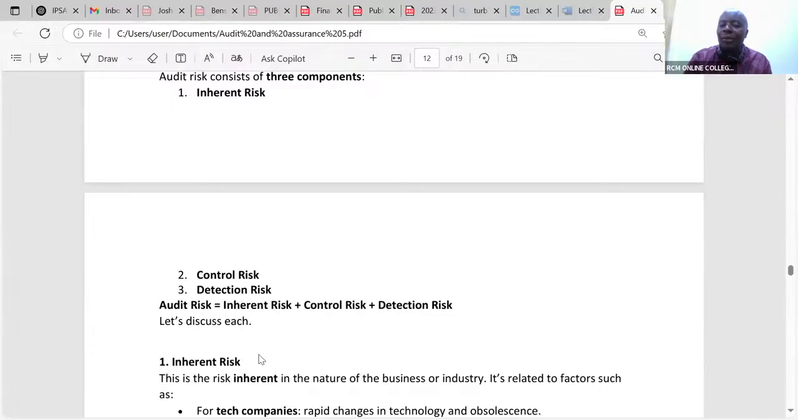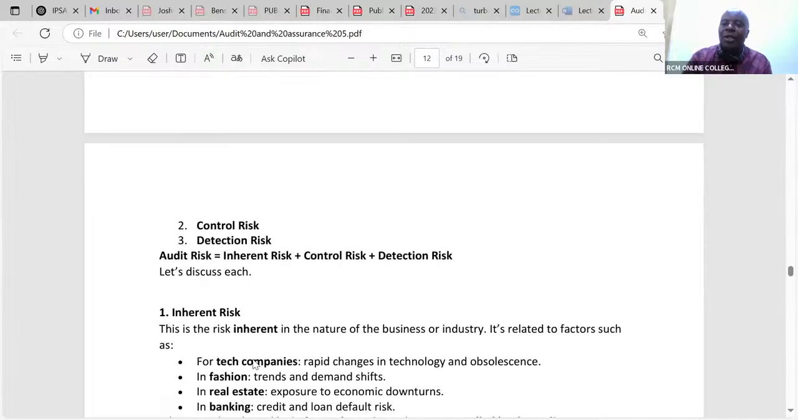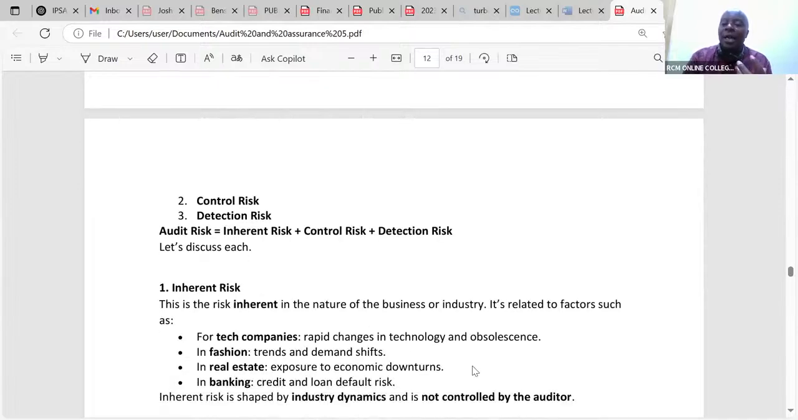Let's discuss each one of them. We start with the inherent risk. Ladies and gentlemen, inherent comes from, or rather means what here? Innate.